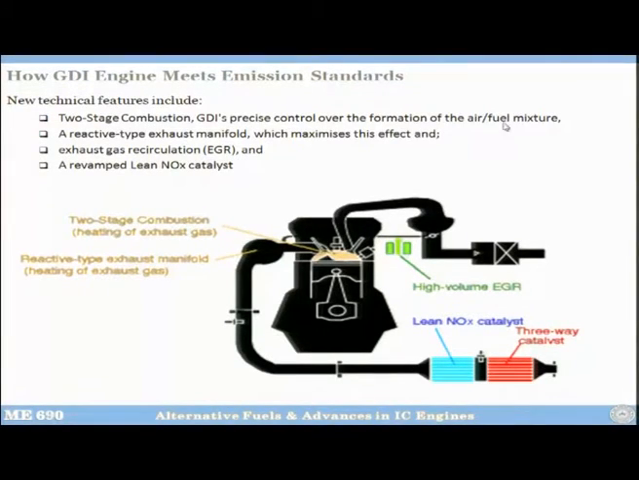GDI gives precise control over the formation of the air-fuel mixture, and then you are using a reactive type exhaust manifold, and you are using high volume EGR and a lean NOx catalyst. So this is how the configuration of a GDI engine looks. You see here, this is high volume EGR. So you are putting a lot of exhaust gas back into the intake, and this is going to reduce the NOx emissions. And then you have two-stage combustion inside the combustion chamber.